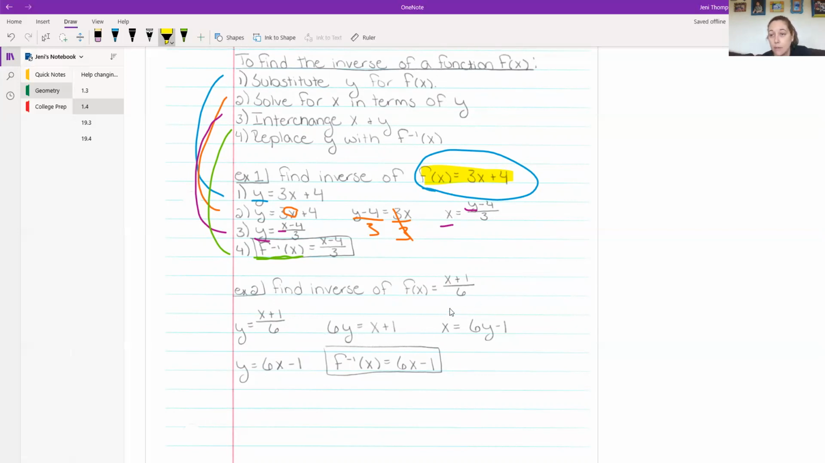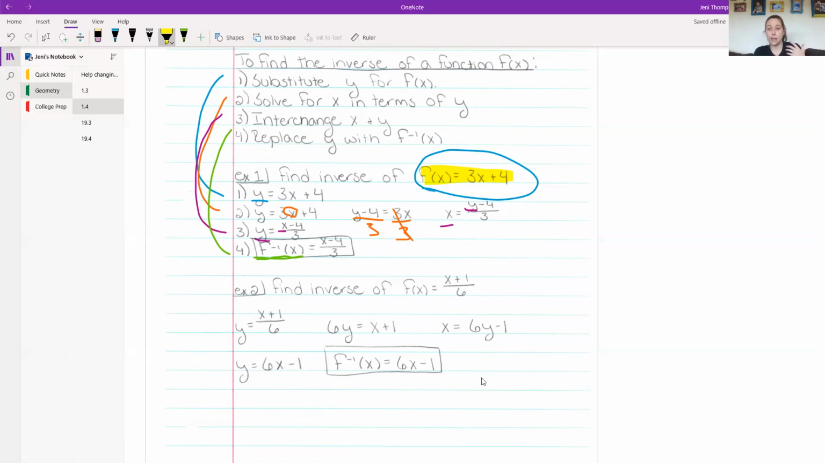I just kind of put the x on the left side. It's just easier to see that way for me. Then interchange my x and y. So that gives me y equals 6x minus 1. Then finally replace my y with inverse f of x, or f to the -1 of x equals 6x minus 1. I don't think you guys are going to have much trouble with this.